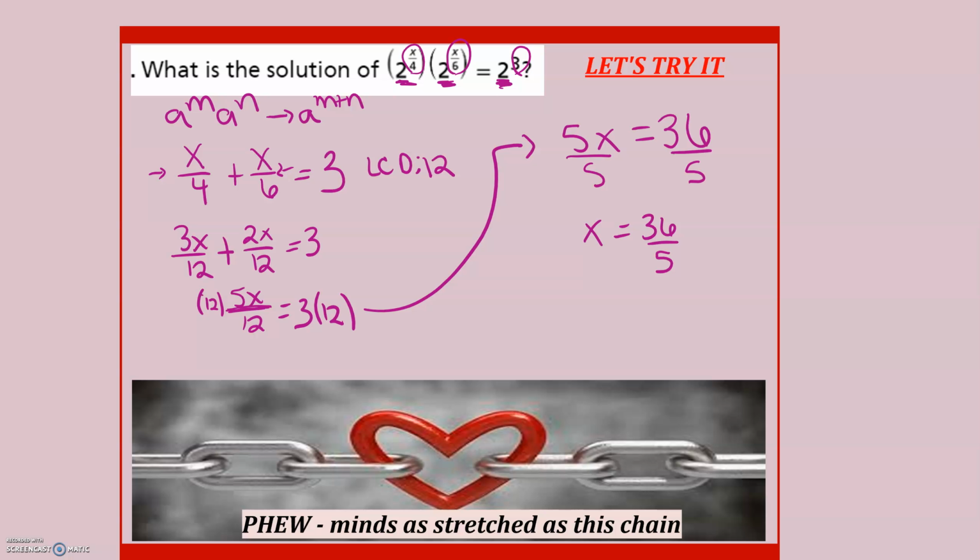Is that pretty? Not so much. Is it a good answer? Yep. Did I do all of the steps right? Let me make sure. 5x, the denominator is 12. We did that. I have 36 divided by 5. Yep, looks good to me.